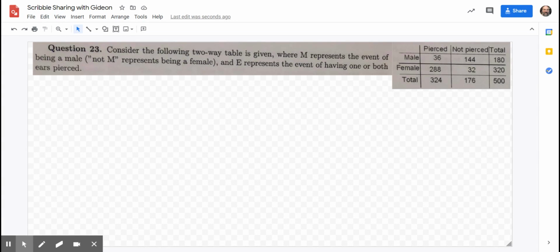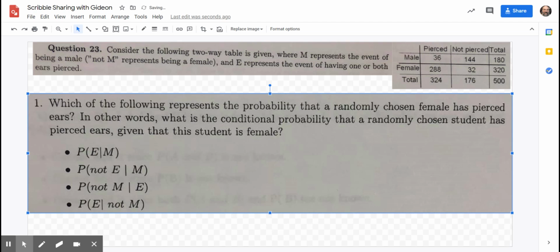All right, let's take a look at this conditional probability problem. You might not know it when you first watch it, but when you first look at this, there could be all kinds of probability going on. But when you take a look at the first question, the probability that a randomly chosen female has pierced ears, then you realize, oh, I'm being told one characteristic and asked about another. That's a condition. You're not just being asked female and pierced. That would just be an intersection of sets.